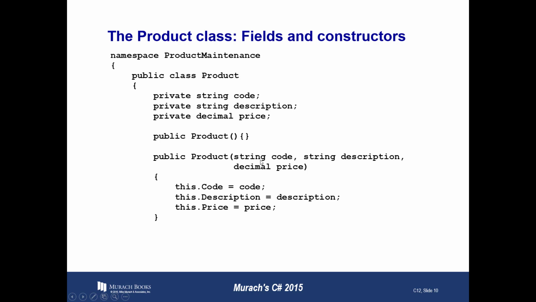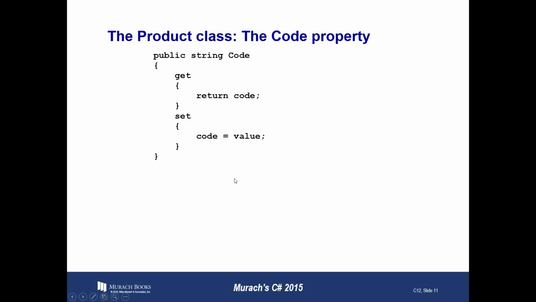Also, I'm not doing any kind of validation in here right now. So if I passed an empty string for the code, an empty string for the description, and a negative value for the price, that's what the values of that product would hold. Typically not what you want. All right, so here are our variables.